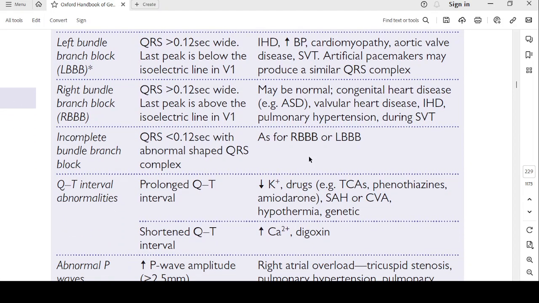Left bundle branch block, LBBB. So usually the QRS is more than 0.12 seconds wide. There's a wide QRS complex in left bundle branch block. Last peak is below the isoelectric line in V1.